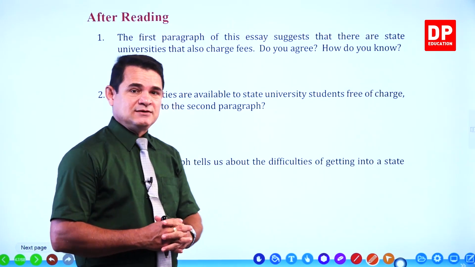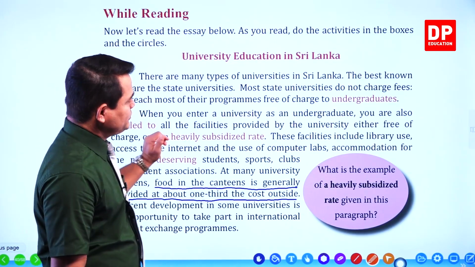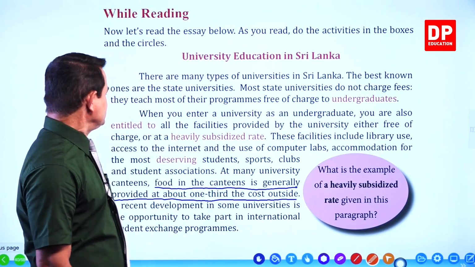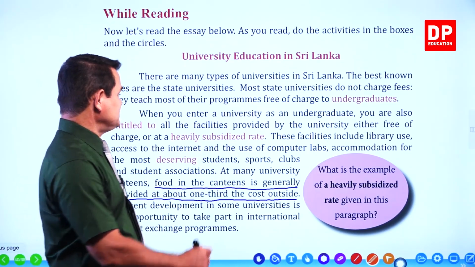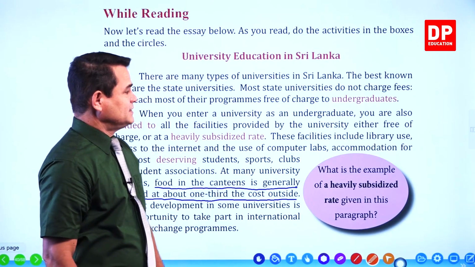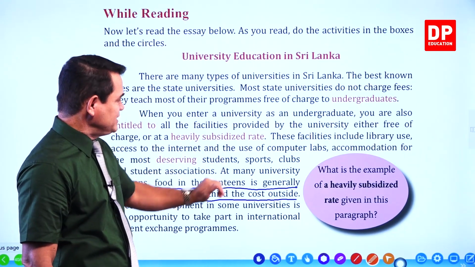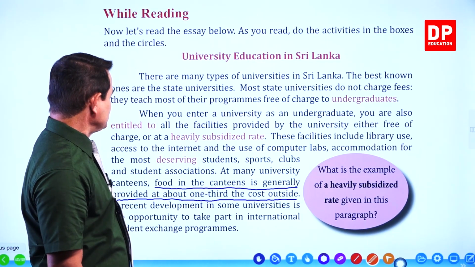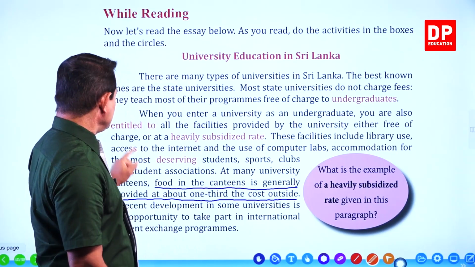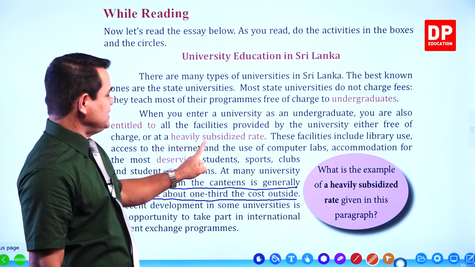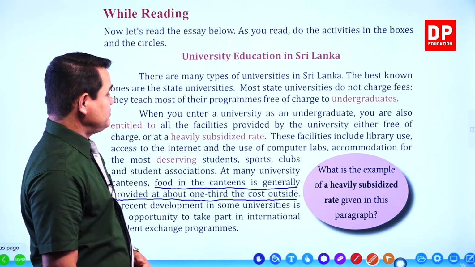Now let's move back to the second paragraph. When you enter a university as an undergraduate, you are also entitled to all the facilities. Here you find the facilities provided by the university, right? So the question asks about the facilities. Let's see in this paragraph: facilities provided by the university either free of charge or at a heavily subsidized rate, and we discussed those things.